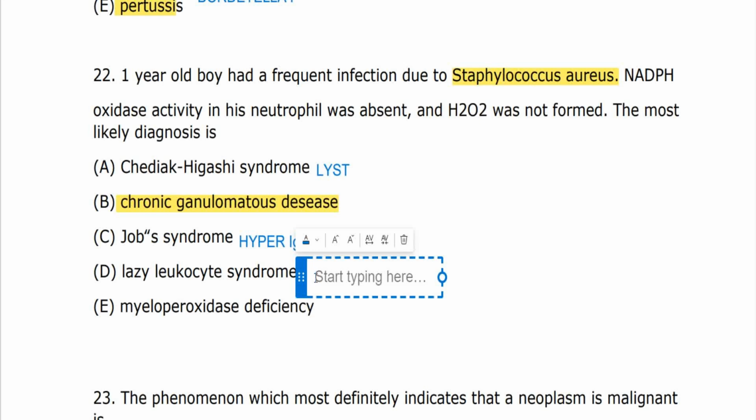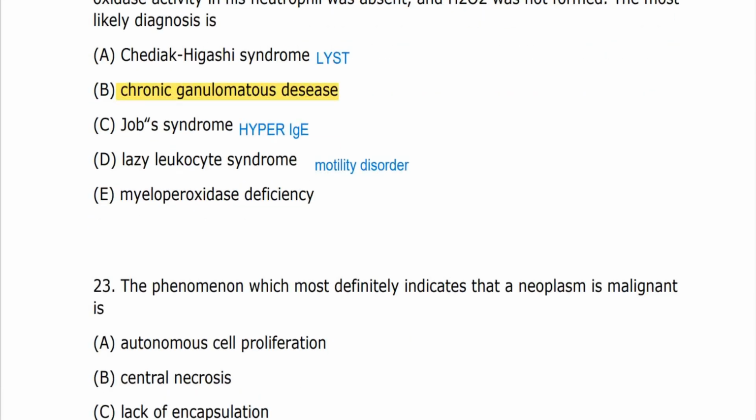Usually it's a motility disorder, maybe because of the microtubules that are supposed to deform and allow the cells to actually move towards the chemoattractant. So it's a motility disorder of neutrophils. Okay. Of course, myeloperoxidase deficiency is myeloperoxidase deficiency, not NADPH oxidase deficiency.